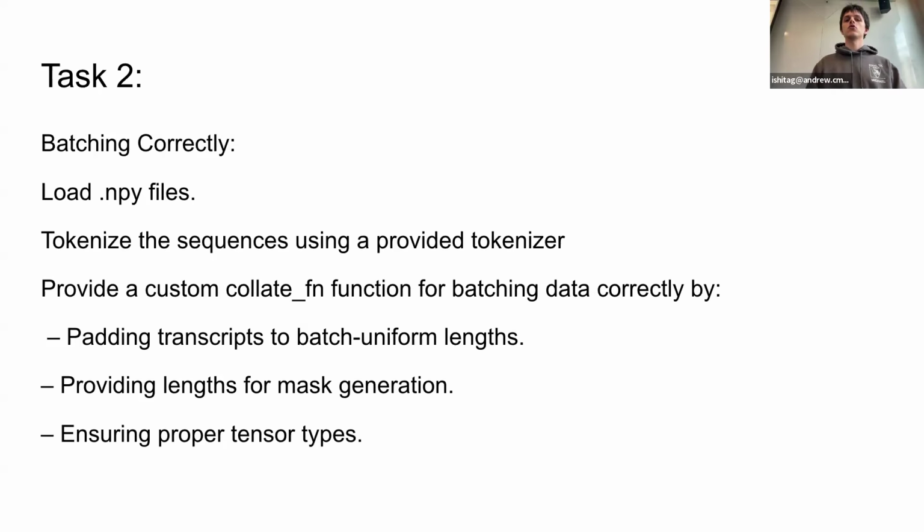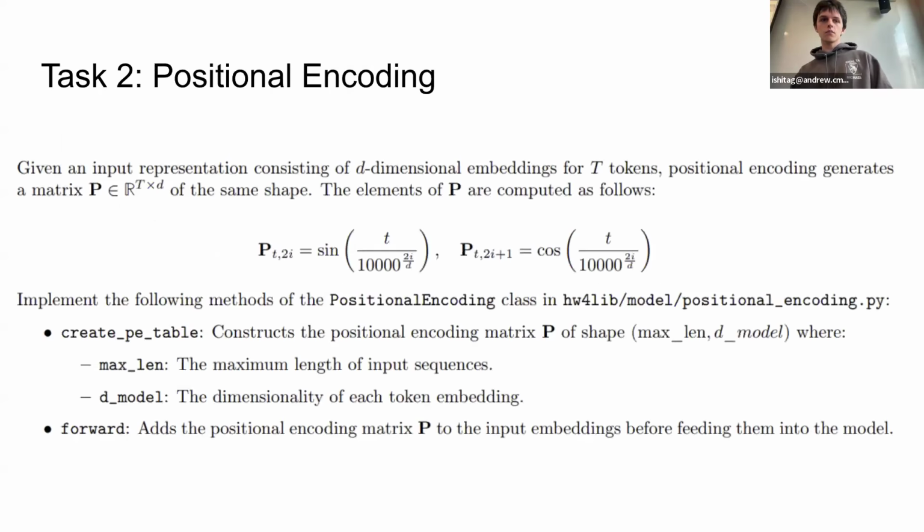And then afterwards, you apply a custom collate function that pads the transcripts to the batch uniformly in length, providing lengths for mask generation and ensures proper tensor types. This is very helpful for when we're passing it into our decoder-only architecture.